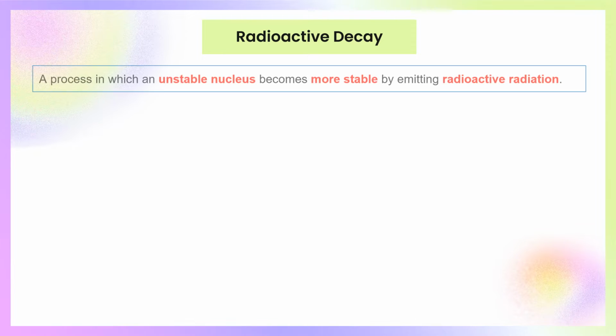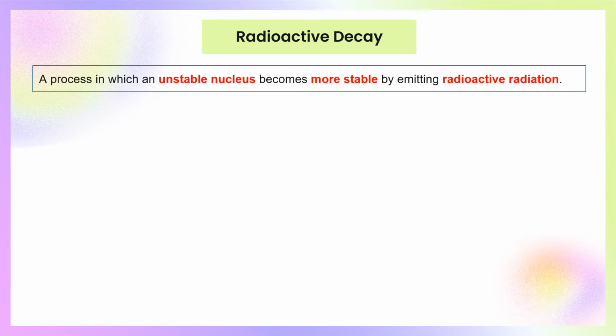Next, let's see the introduction for radioactive. First, we need to know what radioactive decay is. Radioactive decay is a process in which an unstable nucleus becomes more stable by emitting radioactive radiations. So, what we need to learn is about radioactive radiation and also the process of radioactive decay. It means that when radioactive decay happens, it will produce radioactive radiations such as alpha, beta, or gamma ray.